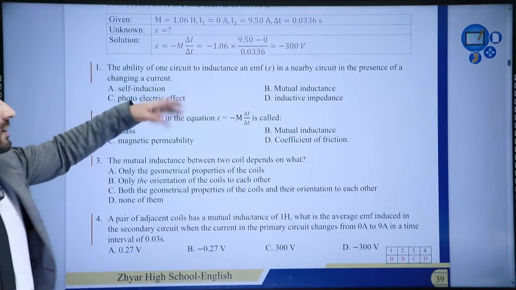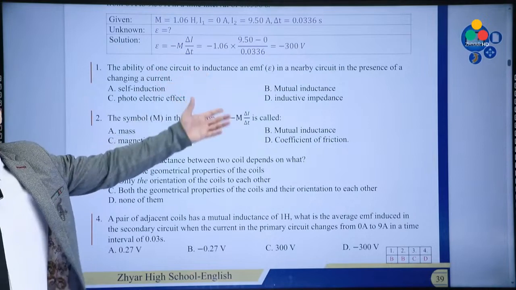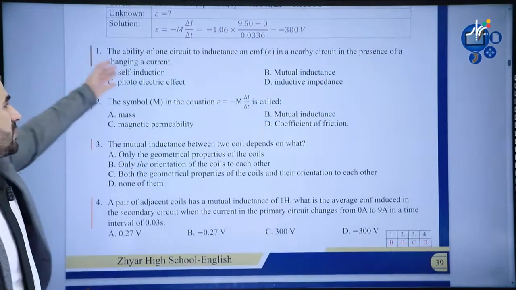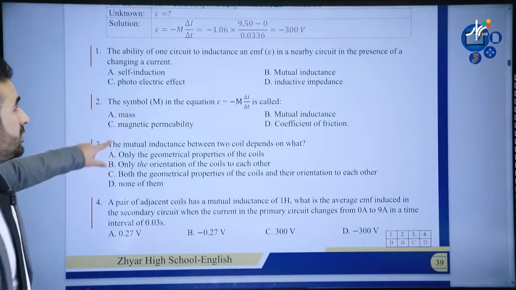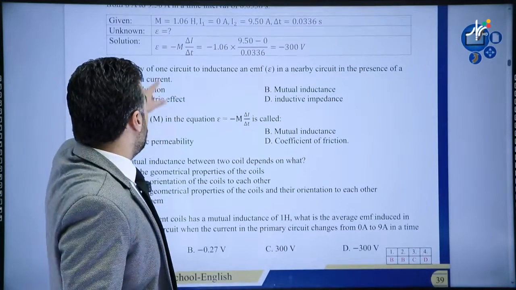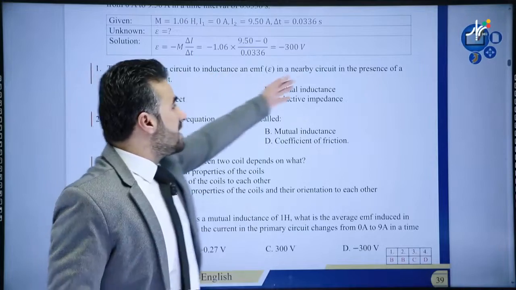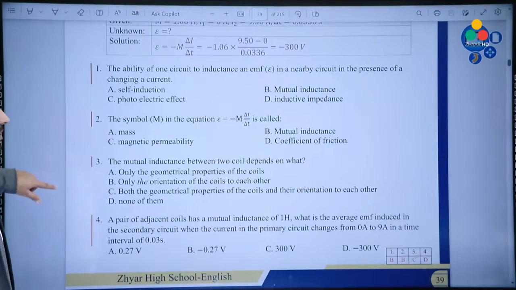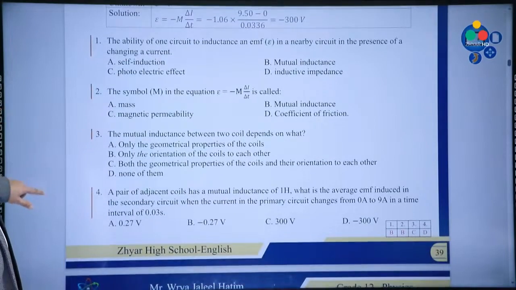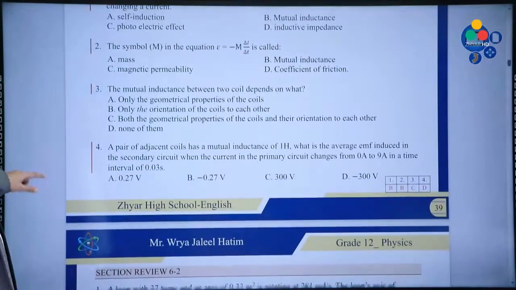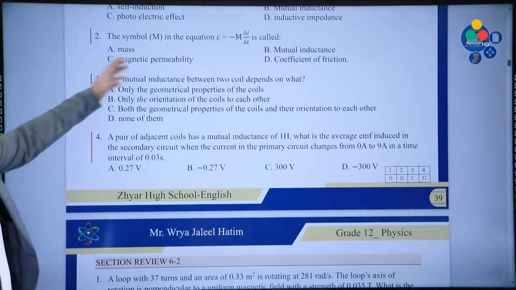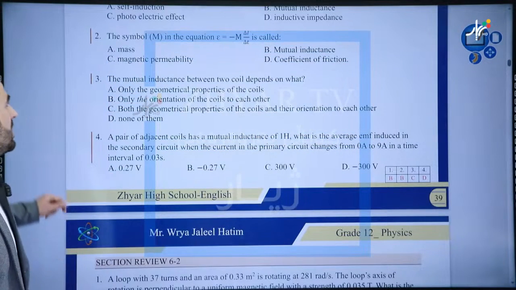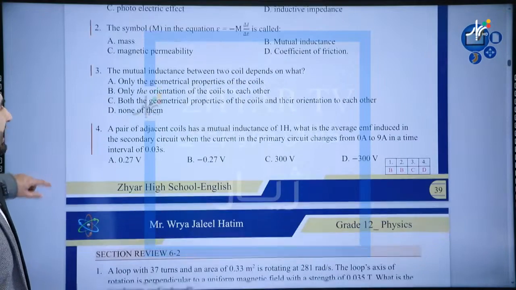It says the ability of one circuit to induce an electromotive force in a nearby circuit in the presence of a changing current. That must be very obvious to you, that is mutual induction, because remember, the ability of one circuit in the nearby circuit. So of course it has to be mutual induction, which is going to be part B. Now the second question says the symbol M in this equation, what does it stand for? Of course, you can say mutual inductance.